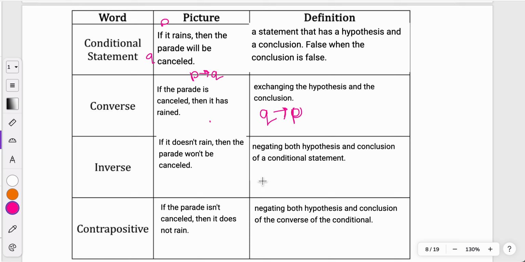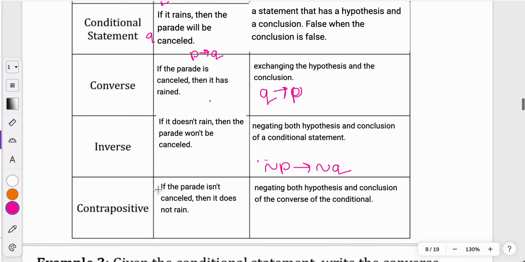Inverse is negating that. So not P to not Q. If it doesn't rain, then the parade won't be canceled. And then contrapositive is negating the converse. So not Q, not P. If the parade doesn't get canceled, then it does not rain. Okay? You got to know the orders of these, so make sure you got them written down.